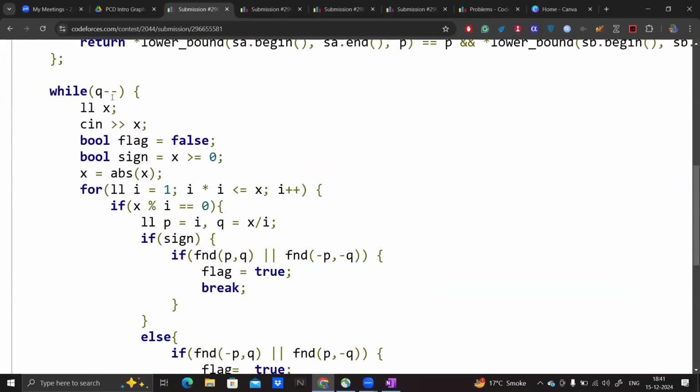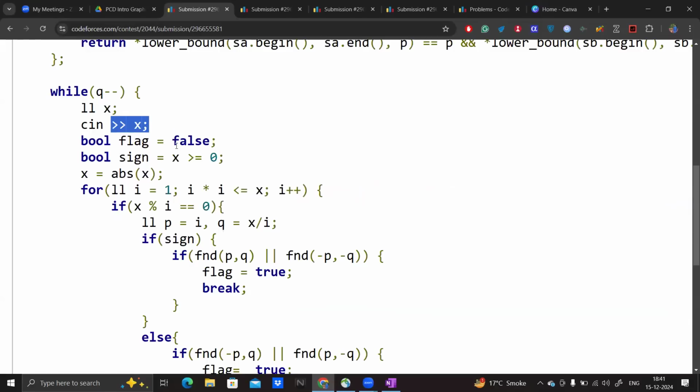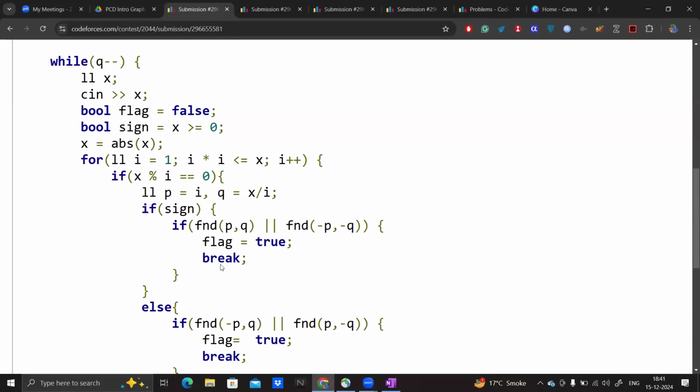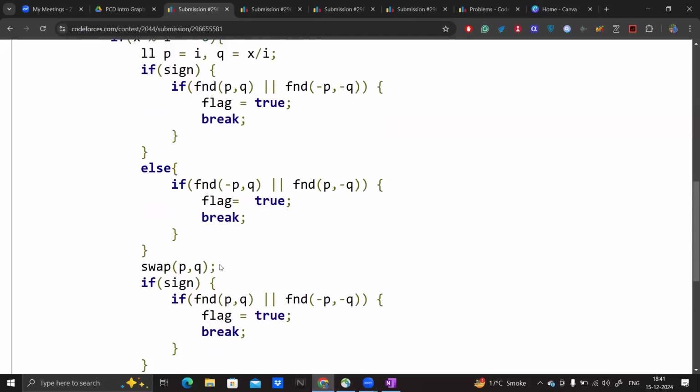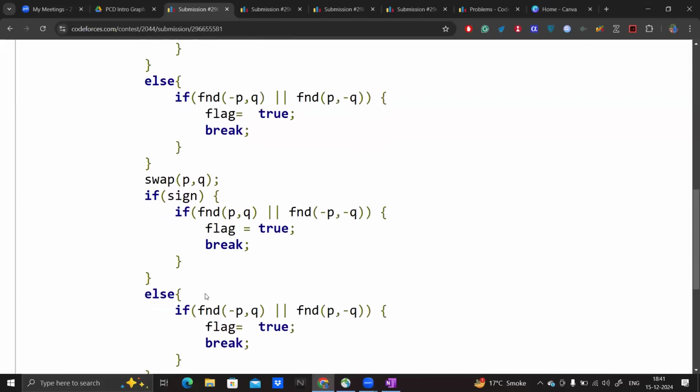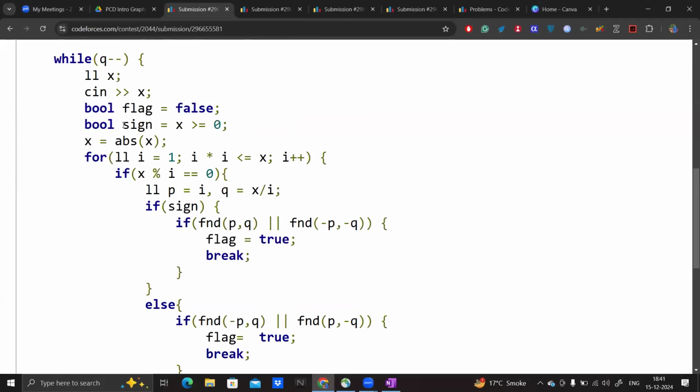Now for the query, I input the x and flag equals false. This flag is so that whenever I find a factor, I'll set this flag to true and then break. And if in the end flag equals false, then I'll print no. And if flag equals true, then I'll print yes. So that's what the flag is. So sign is x greater than or equal to 0, which means is x positive or negative. If x is positive, then sign will be true.